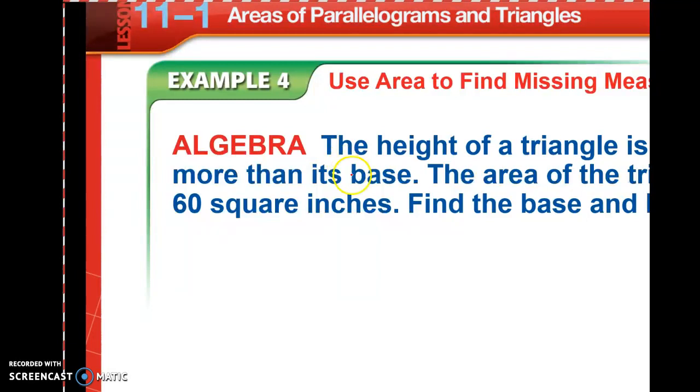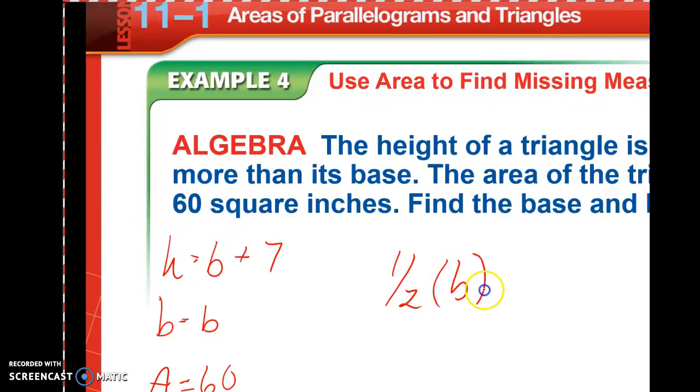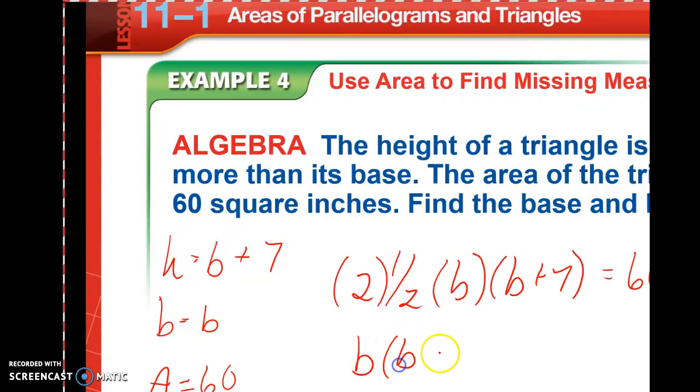So we have the height of the triangle is 7 more than the base. So the height equals whatever the base is plus 7. The base just equals your base. And my area of the triangle is 60. So they took 1/2 base times height, and they got 60. So let's multiply by 2 to get rid of that. So base times base plus 7 equals 120.